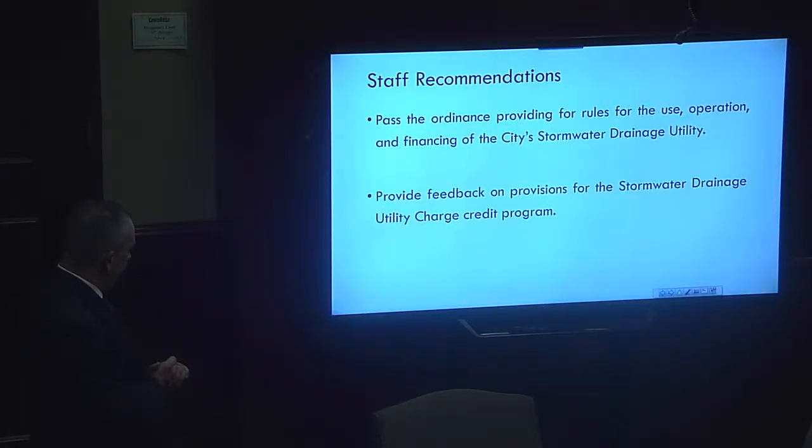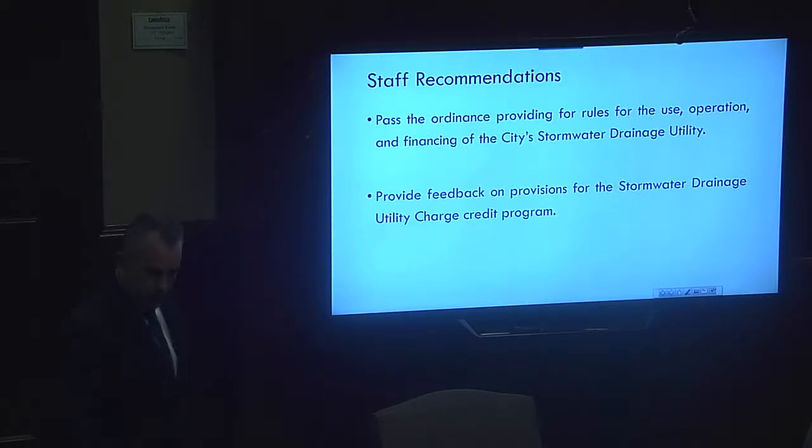Staff recommendations. We do have this ordinance on the agenda for tonight. We do recommend that you pass that ordinance. We have given you a brief snapshot of the credit program that we've developed. We've also put a draft of the administrative directive in your packet to review. Should you have any feedback on any of that, we would be happy to take that and integrate it as City Manager Barron approves that and we move forward to implement. We can stop here and take questions and comments, or we can continue on. We do have a piece about our community outreach. So, are there any questions?